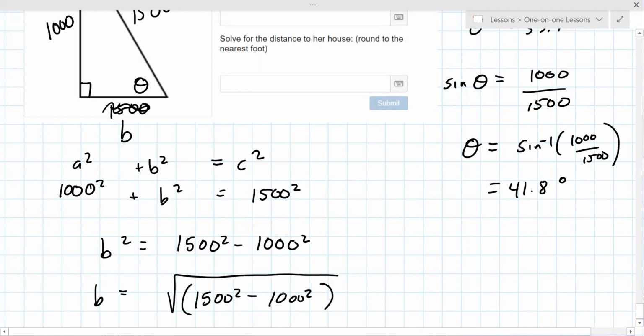And this is in parentheses. Like you can't just undo the squares here. You have to actually do the calculation. Let it square first, and then take the square root here. This is round to the nearest foot. So that's 1,118 feet.